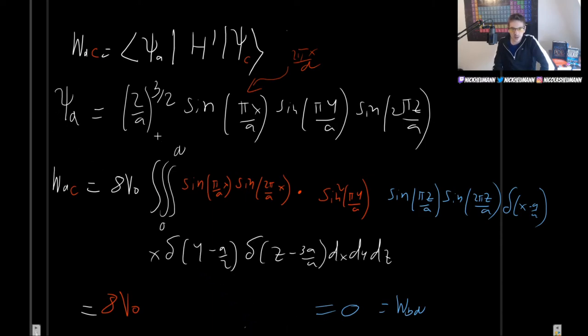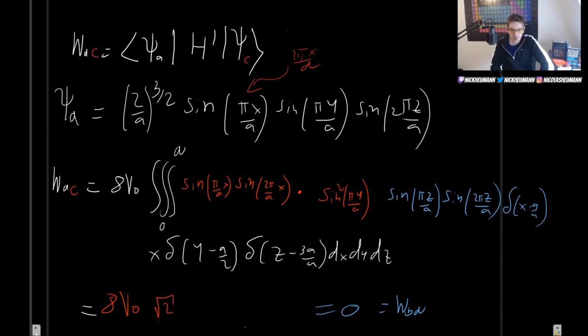So what is it? Now the x part, we're going to get sine of pi over a times a over 4, right? The only place where it isn't 0. Okay, so the a's cancel out. We get sine of pi over 4, which is square root of 2 over 2.